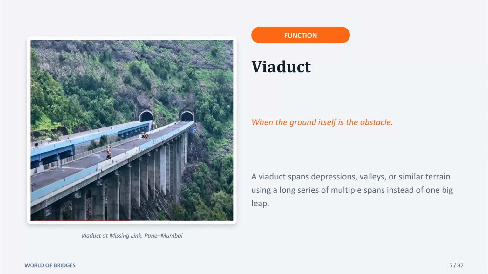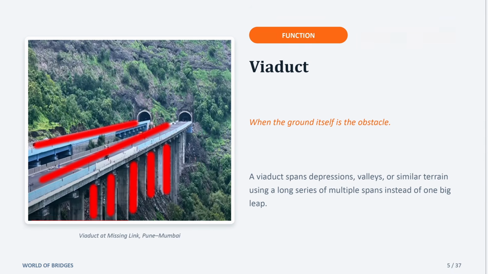A viaduct. A viaduct is what you get when the obstacle is not water, it's terrain. A valley, a depression, uneven ground. Instead of one long span, you use a series of shorter ones, marching across on repeated piers. This is the missing link viaduct between Mumbai and Pune, designed by Tech Tangent.